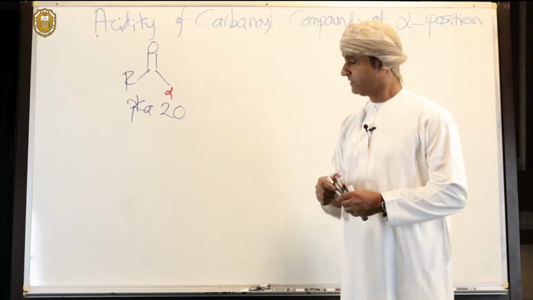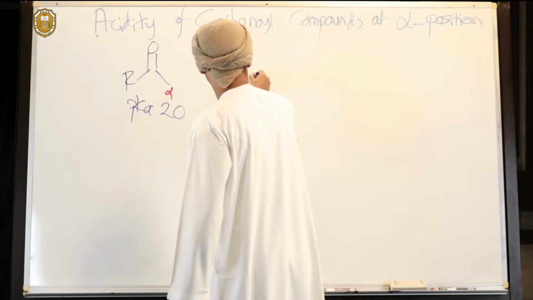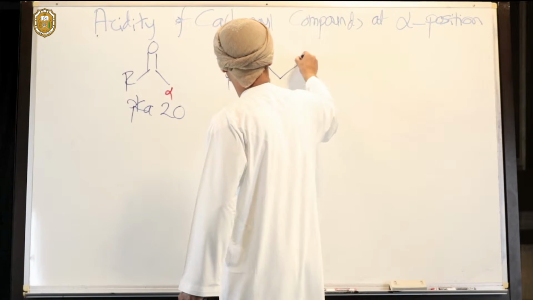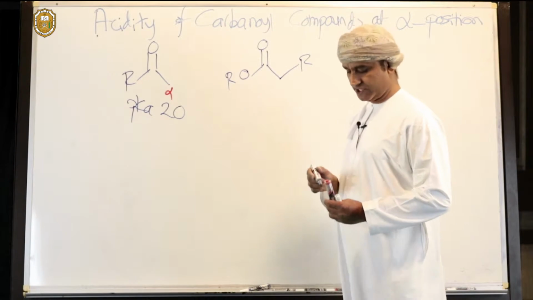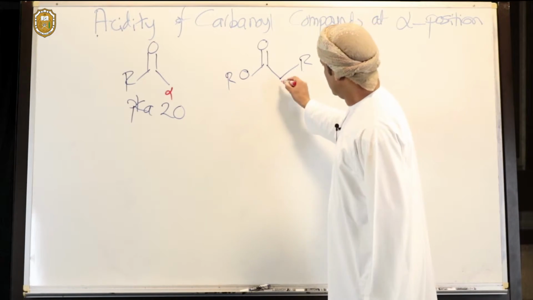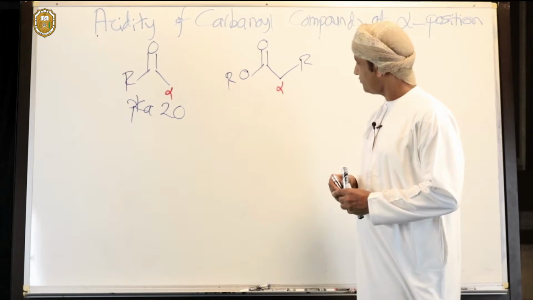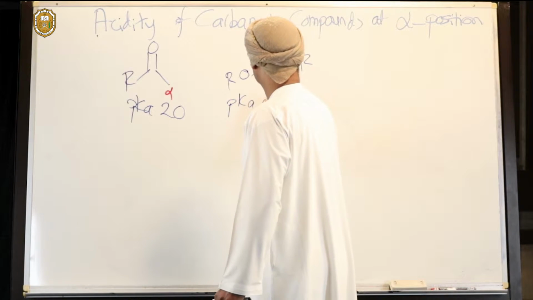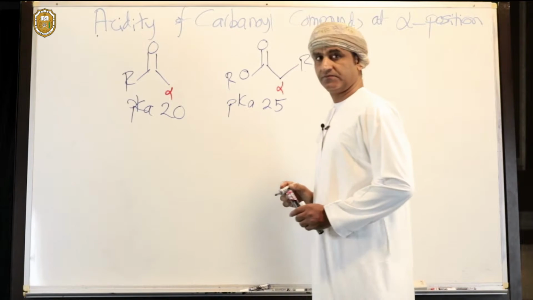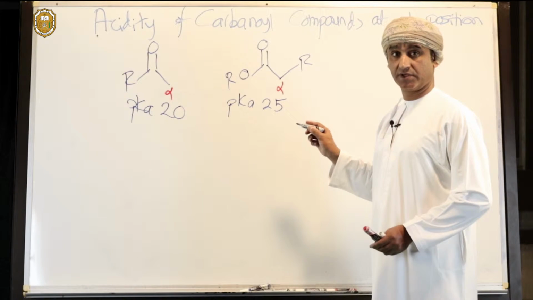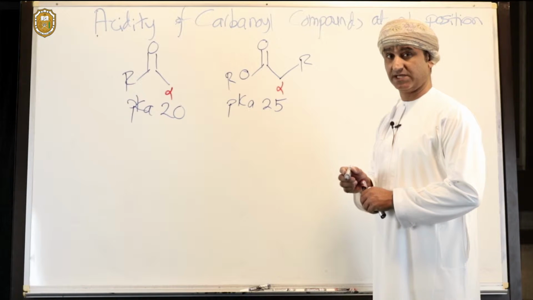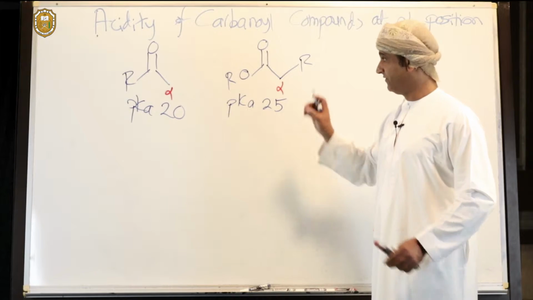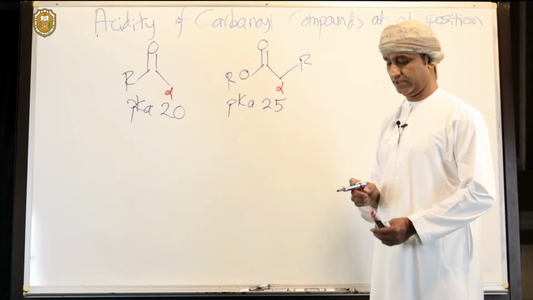What about esters? Let's draw the structure of esters. Something like this. This is a general structure for esters with an alpha hydrogen. The pKa here is higher, 25. We will see why. We will draw the conjugate base and try to stabilize that by resonance, and we will see the difference in stability of that alpha carbanion or enolate of esters compared with that of ketones.